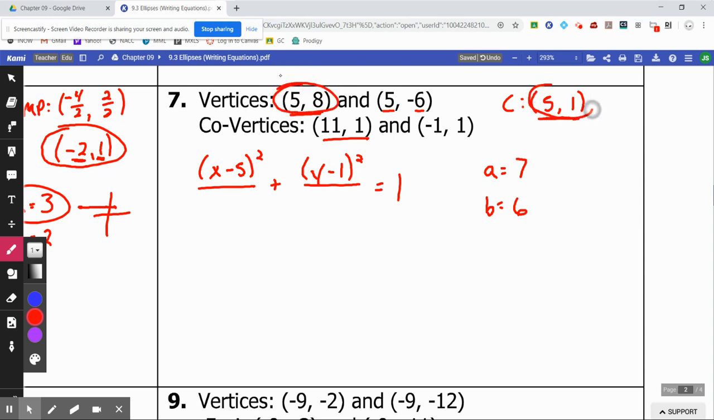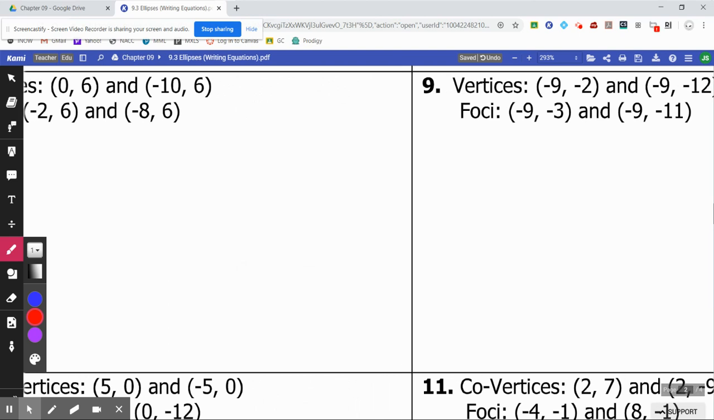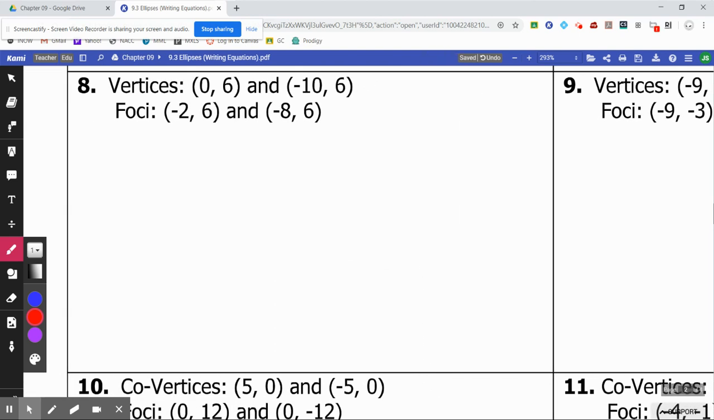So this would be a vertical distance. So from your center to your vertex, you will go up and down. And again, this would be your major axis. So therefore, we have a vertical major axis, which means my larger number goes under y. So my a value squared is 49. My b value squared is 36. There is my equation.